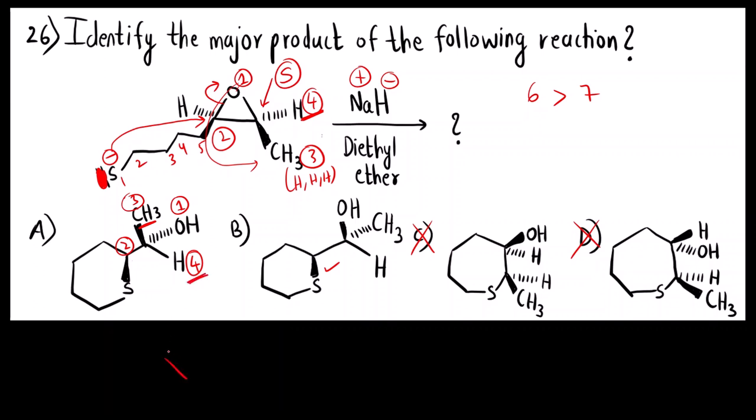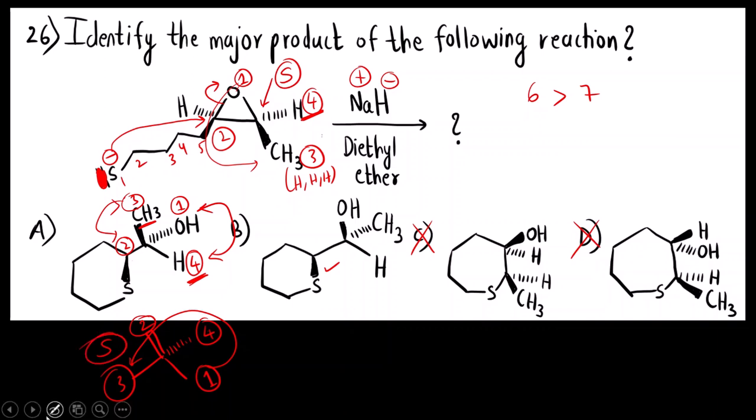So we have to do even number of changes. 4 is here, we will replace 4 and 1. We will replace 2 and 3. So fourth position comes here, first position will come in plane. And here above the plane, 2 will come and here there will be 3. So 1, 2, 3, if you do, it is S. So the correct answer is A.